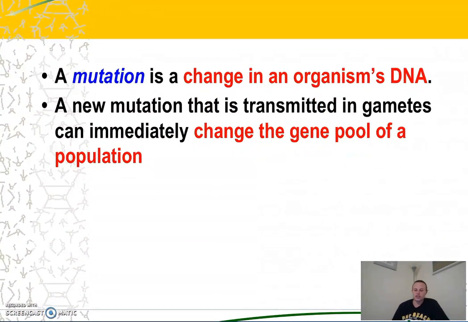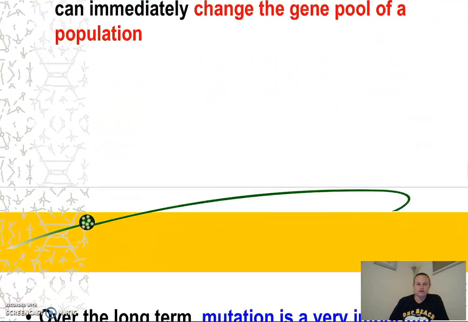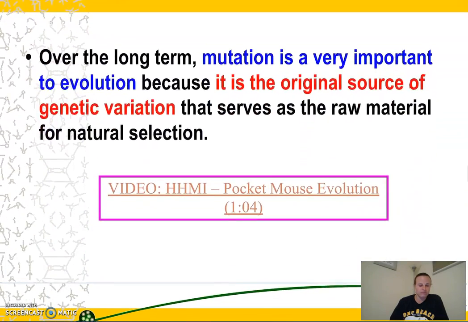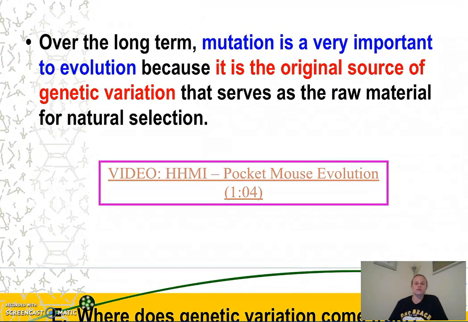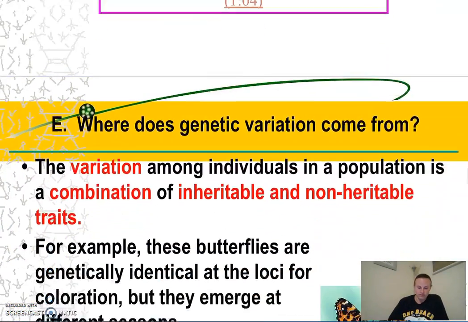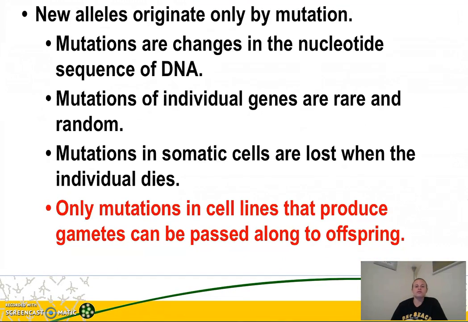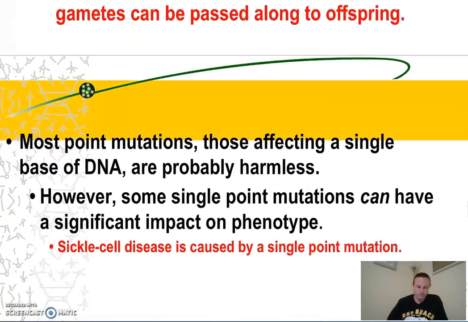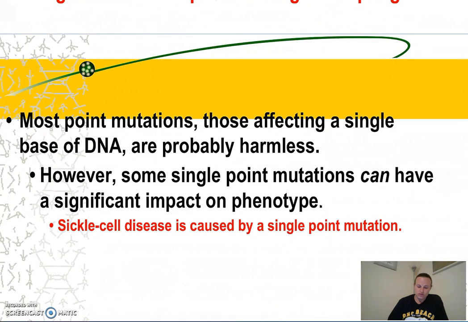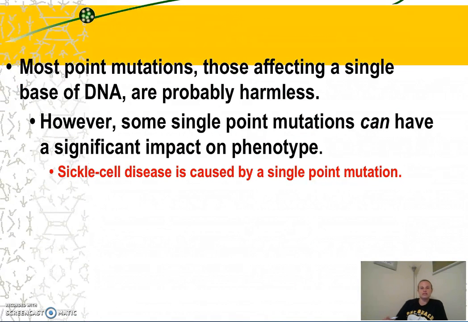A mutation is just a change in an organism's DNA. In other words, I can change the gene pool of a population, and a mutation is very important because it's the original source of genetic variation. Therefore, it's basically how evolution can be started. So mutations in sexual recombination generate genetic variation, where only mutations in cell lines that produce gametes can be passed along to offspring.